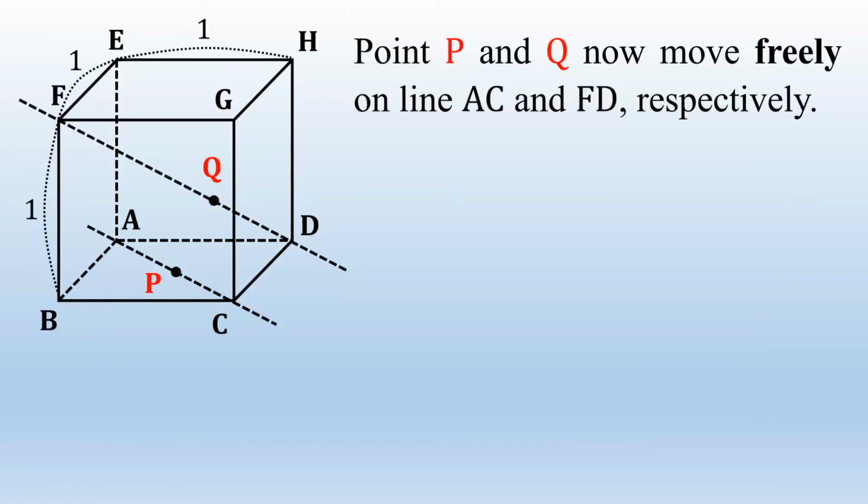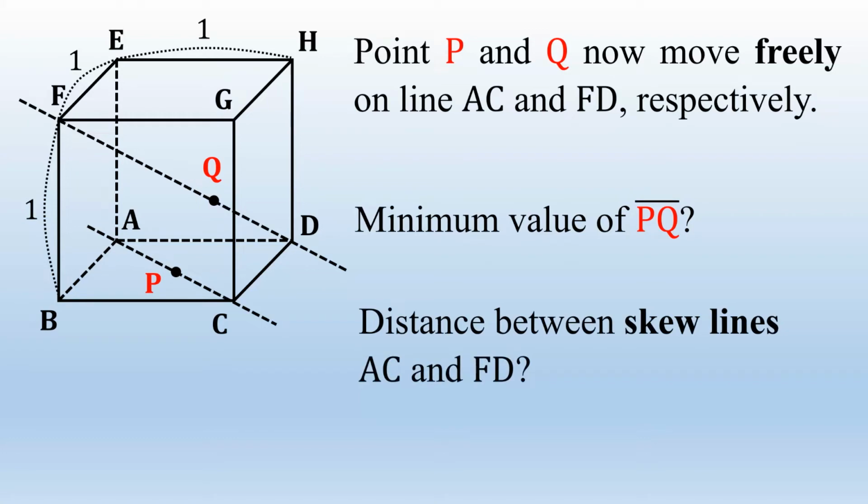So here, let us assume that both point P and point Q move freely along lines AC and FD respectively. Then, what is the minimum value of line segment PQ? In other words, what is the distance between skew lines AC and FD? Two lines in a space that are neither parallel nor meeting each other.